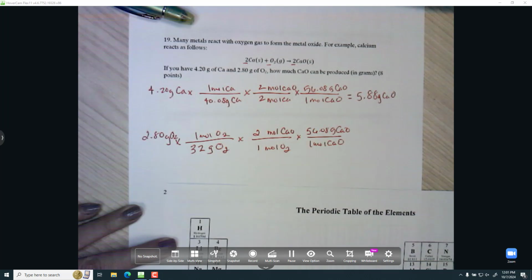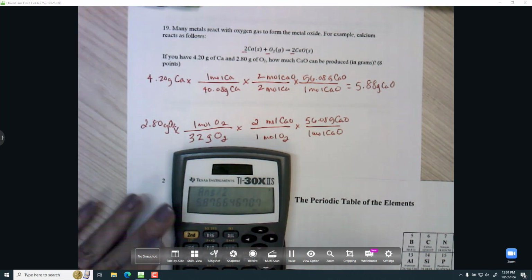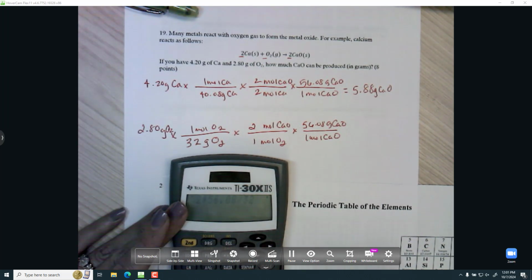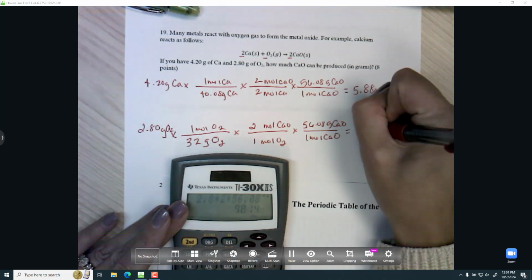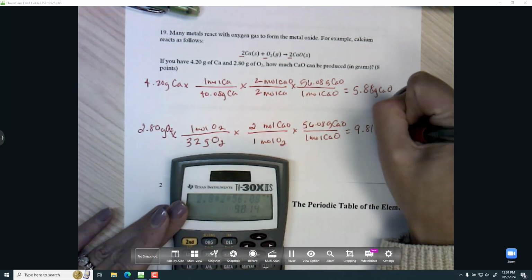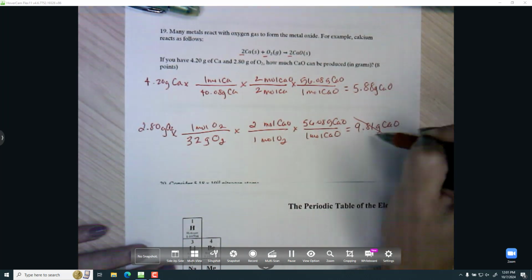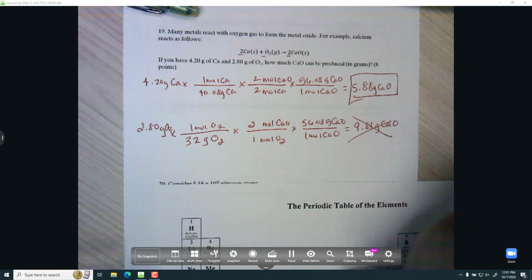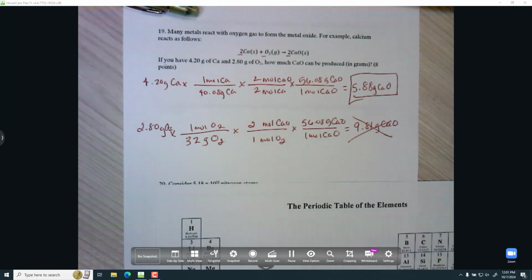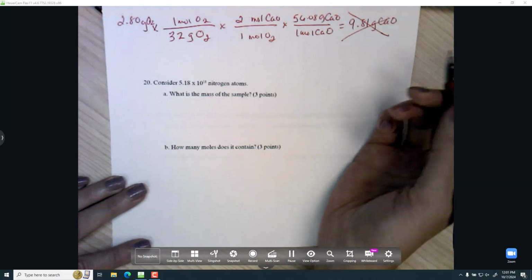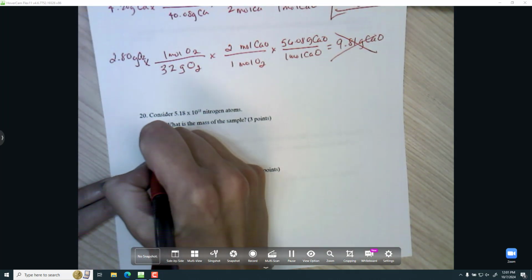So if I put this one in, now this is if I use up all of the oxygen, how much calcium oxide will I make? And I can make 9.81. Once I have both of these numbers, I just cross out the bigger one. I'll never make that much. I'll run out of calcium. I'll only ever make 5.88 grams. So that's how much I can make. That's the theoretical yield. And if it asked me for the limiting reagent, it would be calcium, the reactant that got me there.